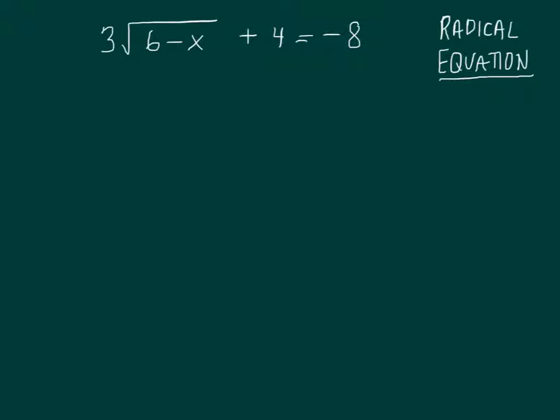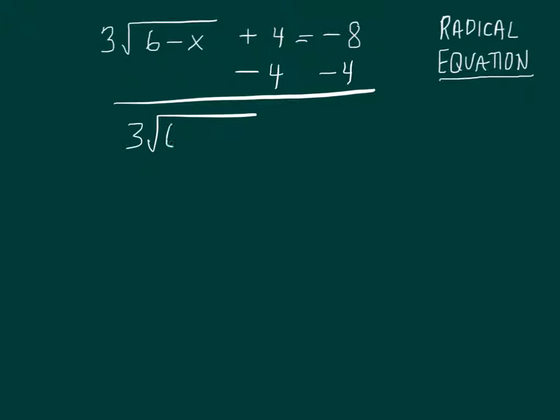First step is to, in this case, subtract the 4 over to get the radical almost by itself. And that would give you a negative 12 there. Okay, so in this case, we have to move the 3 here over. And there are a couple options here. Well, there aren't a couple options, but there's one good option.